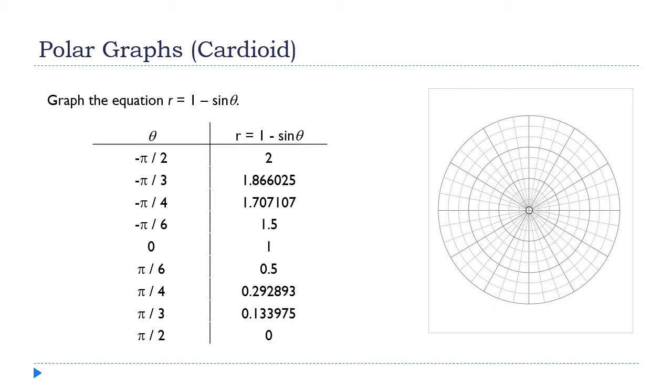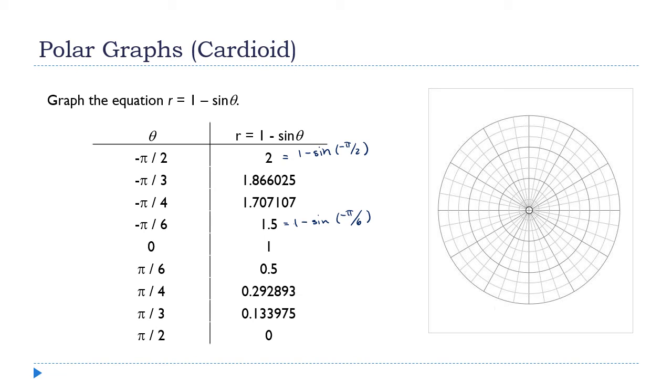When theta is negative pi over 2, r is 1 minus sine negative pi over 2. Sine of negative pi over 2 is negative 1. So this is 1 plus 1, which is 2. Then down here, for negative pi over 6, 1 minus sine negative pi over 6. Sine of negative pi over 6 is negative 1/2. So that's 1 plus 1/2, which is 1.5. So that's where my values are coming from. All right, so let's see how we can graph this.